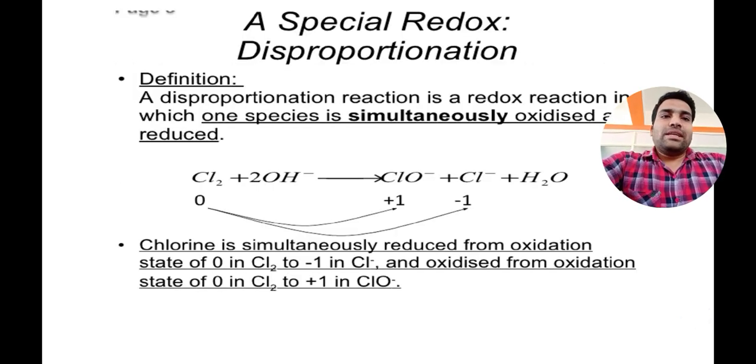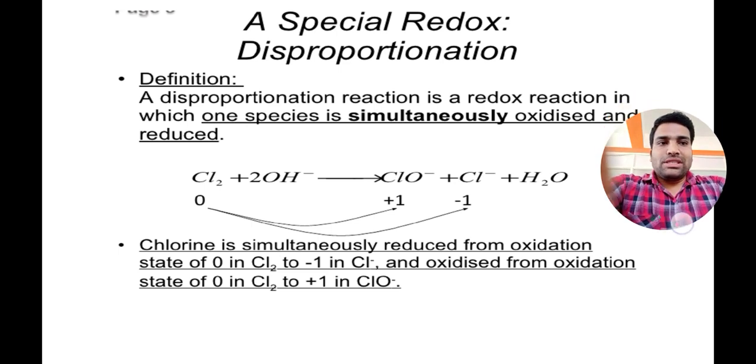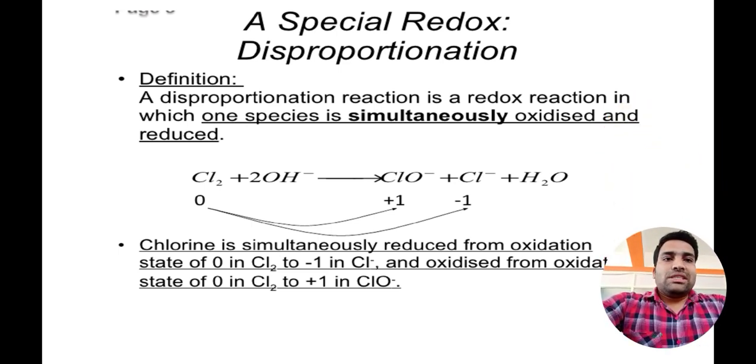So we have different types of redox reactions like combination reaction, decomposition reaction, displacement reaction and all. But here we have one special redox reaction that is called a disproportionation reaction. So what do we mean by disproportionation reaction? A disproportionation reaction is a redox reaction in which one species is simultaneously oxidized and reduced. In this, only one species has to undergo both oxidation and reduction. Then that redox reaction is called a disproportionation reaction.